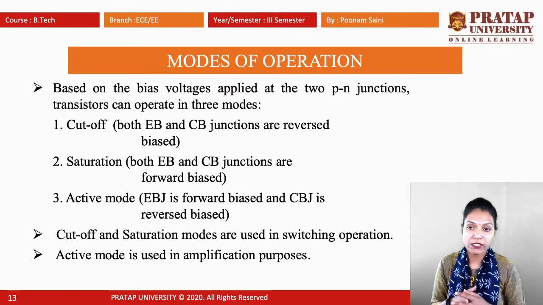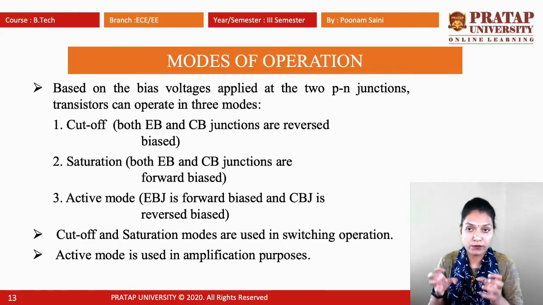So what are the modes of operation? There are three modes of operation. First is cutoff, second is saturation, and third is active mode. They are based on the bias voltage applied to the PN junction transistor. So first of all, what is biasing? Any external voltage we provide to the circuit is known as biasing. If we provide forward biasing, it will give different results. When we provide reverse biasing, it will give a different output. So it is totally based on the bias voltage.